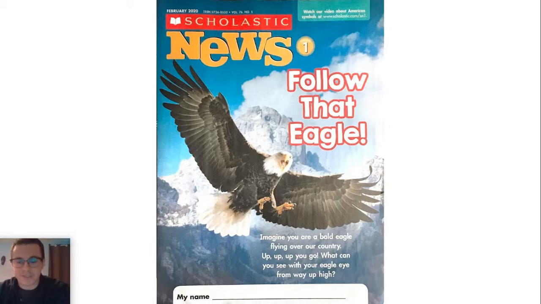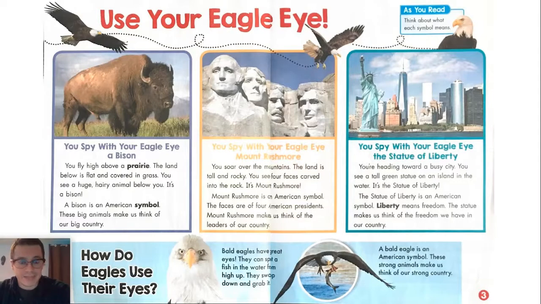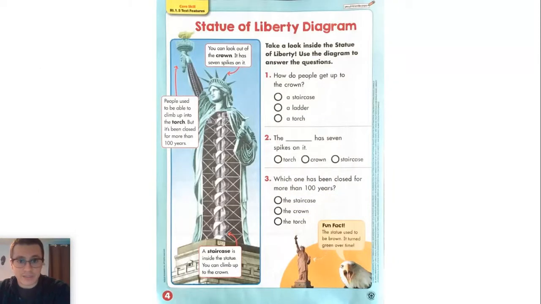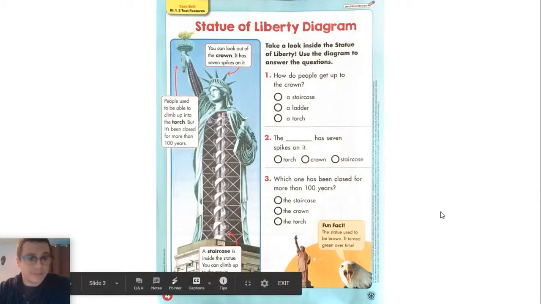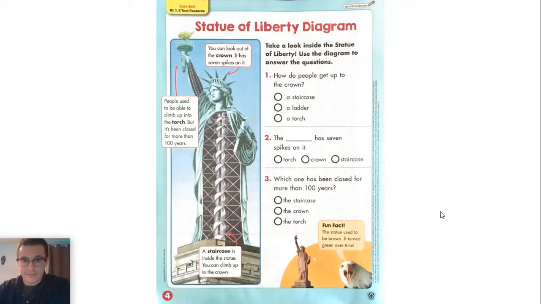On the front, we see a photograph of an eagle. And on the inside of the article, we see more photographs, we see captions, we see bolded words. And on the back, we see this diagram of a statue. And we have this little caption down here that says fun fact, and we know that facts are true, which means that this article is nonfiction.